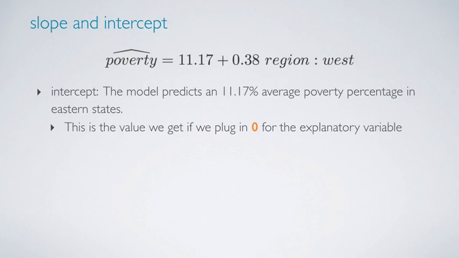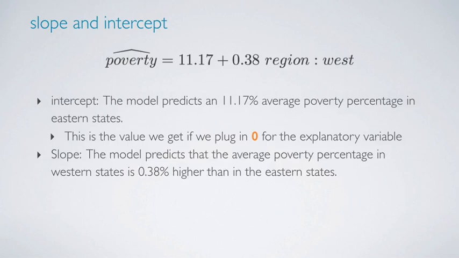The reason why we have to do this trick of plugging in a numerical variable is that we couldn't simply plug in a level, a categorical variable, and solve a mathematical equation, so we're making do by labeling some of the levels successes and some of the levels failures and denoting these with zeros and ones. The slope, on the other hand, is once again going to be about the actual relationship between the explanatory and the response variables. It tells us that the model predicts that the average poverty percentage in western states is 0.38% higher than in the eastern states.